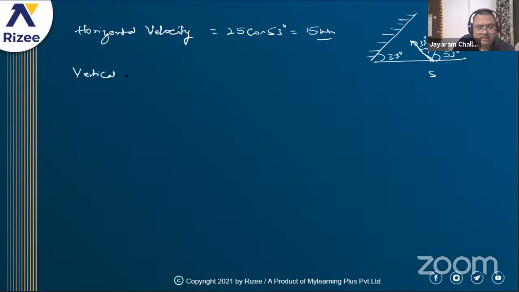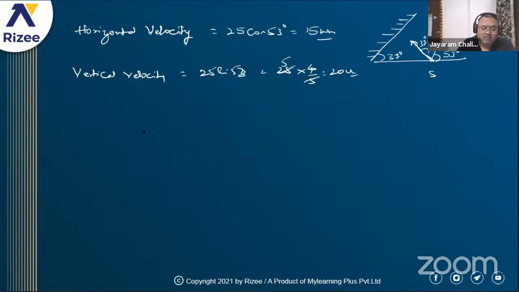So vertical velocity is equal to 25 into sine 53. Sine 53 is 4 by 5, and 5 times 4 is 20 meters per second.